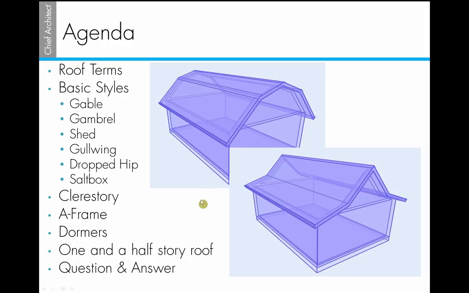So today we're going to go through some basic roof terms, so we're going to go through our kind of glossary of terms there. We're going to go through the basic styles and how we create them using Home Designer programs, whether it's a gable or a gull wing, a salt box, the different roof styles. We'll create a clear story roof, do an A-frame, we'll take a look at some of our different dormer options, and we'll finish up by working on a plan that is a 1.5 story roof and has some interesting roof options for us so we can see how we can apply those basic styles to a more complex roof structure.